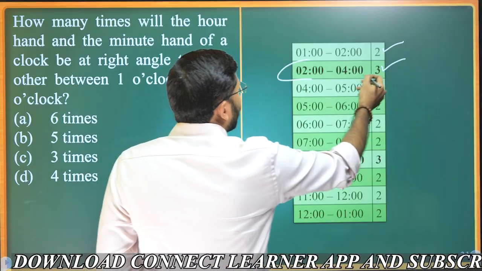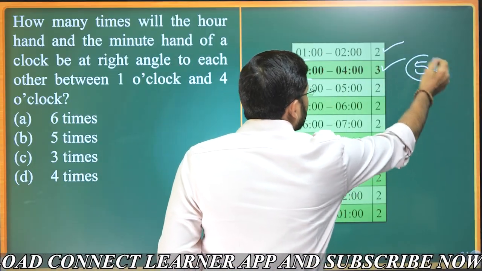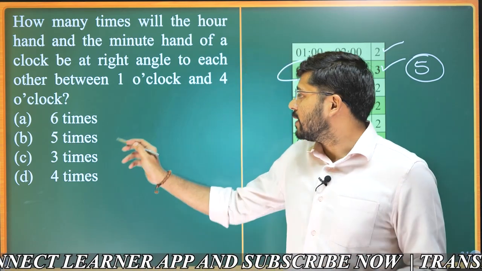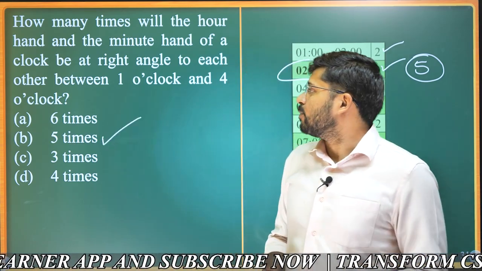So totally from 1 to 4, they will be at right angle how many times? 5 times. The answer is 5 times.